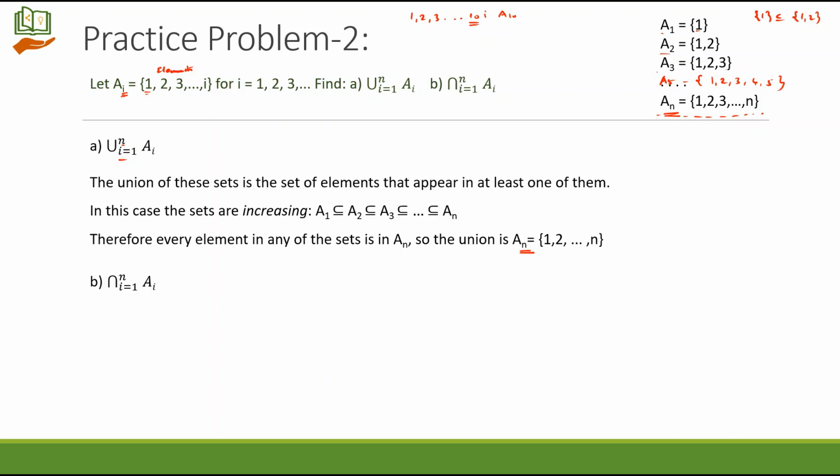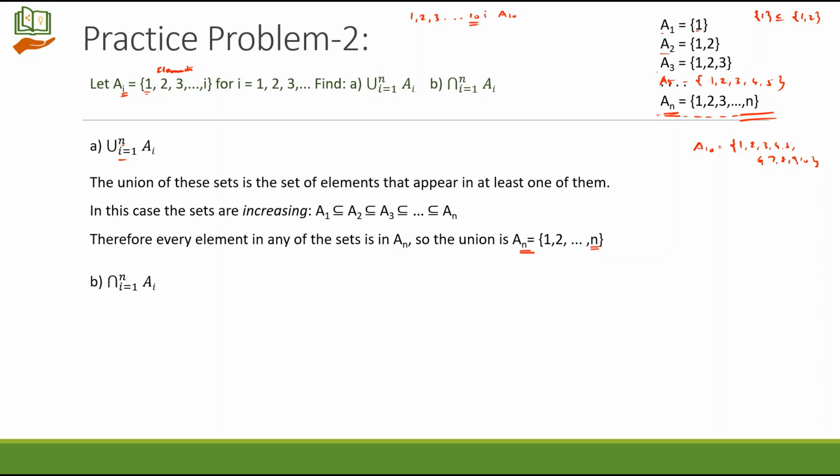This subscript number will be the final number in the set. If it is A10, then the set will have elements like 1, 2, 3, 4, 5, 6, 7, 8, 9, 10. This number will tell you the final element of the set. The elements in the An set will be the result of the union operation.